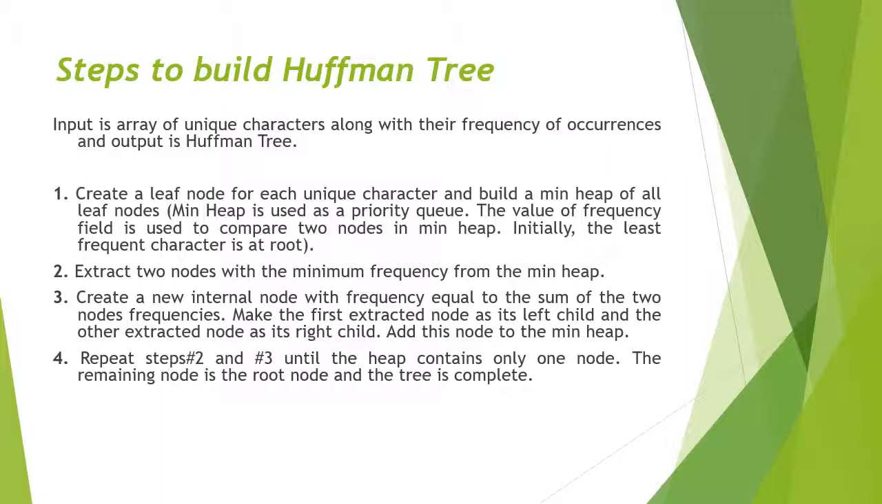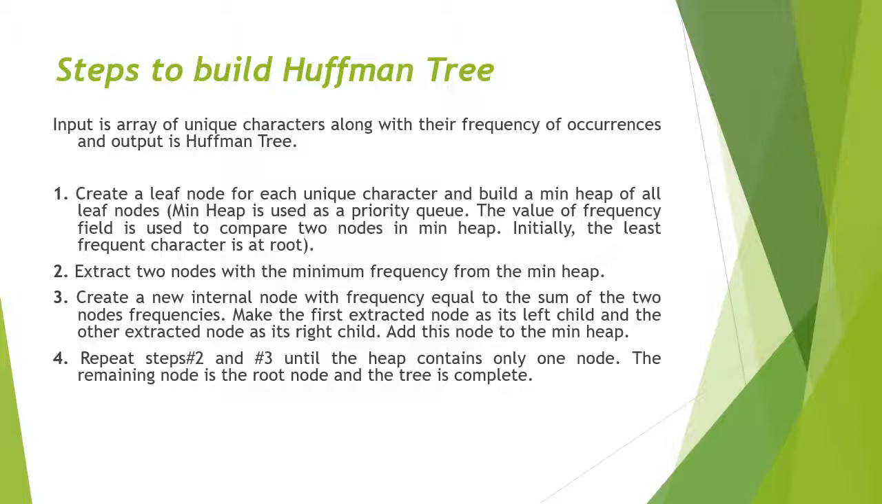Steps to build the Huffman tree. The input we are taking is an array of unique characters along with their frequencies of occurrence, and the output we get is a proper Huffman tree. There are 4 steps to build a Huffman tree. Step 1. Create a leaf node for each unique character and build a min heap of all the leaf nodes. The min heap is used as a priority queue. The value of the frequency field is used to compare two nodes in the min heap. Initially the least frequent character is at the root.